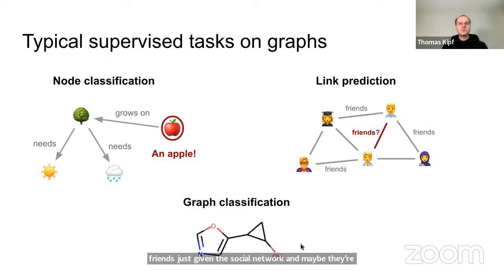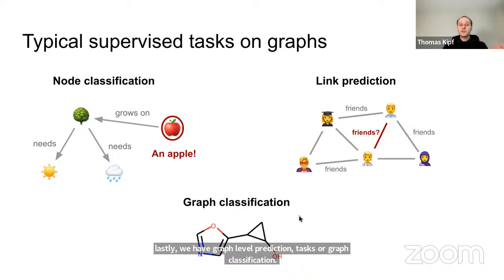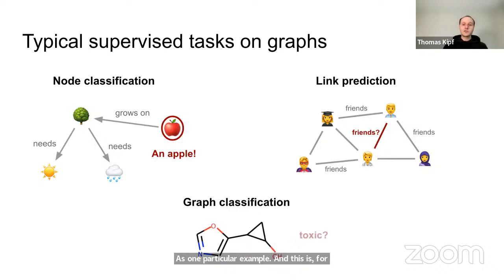And lastly, we have graph level prediction tasks, or graph classification as one particular example. For example, if you have a molecule and you want to ask the question, is this molecule toxic or is it safe? This is something a machine learning model can learn just based on the statistical properties of a data set where you maybe have a few labels around toxic or non-toxic molecules. A machine learning model, a graph neural network in particular, can look at a new molecule and tell you if it's toxic or not.